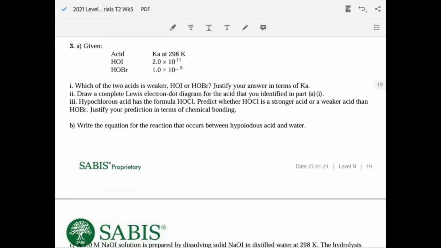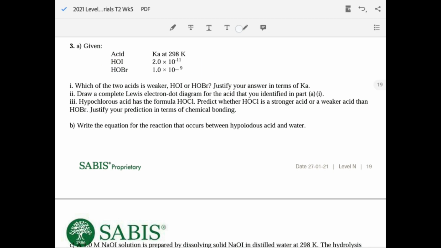Number 3. Which of the two acids is weaker, HOI or HOBr? Justify your answer in terms of Ka. So what Ka is how much of the acid molecules in the solution dissociate. So higher Ka means higher dissociation, which means a stronger acid. So 10 power minus 11, 10 power minus 9. 10 power minus 9 is greater than 10 power minus 11, so HOBr is a stronger acid, so HOI is a weaker acid. So the answer for I is HOI.